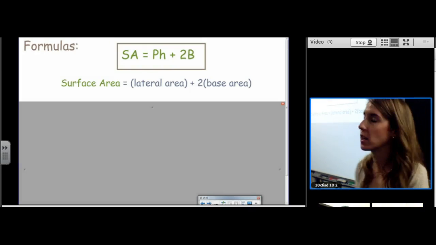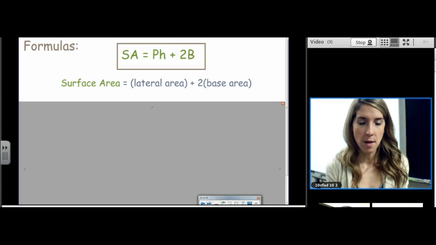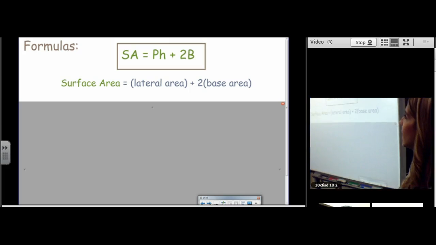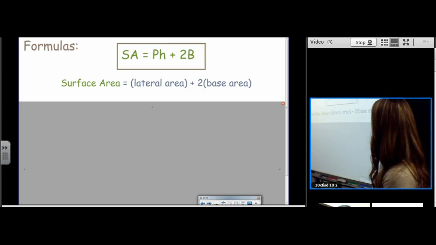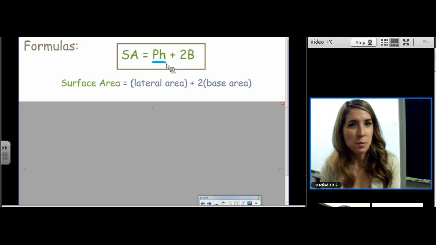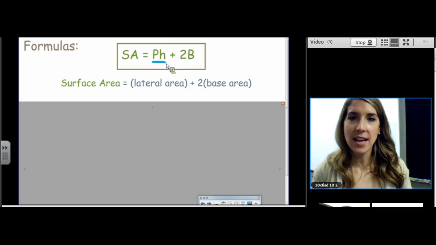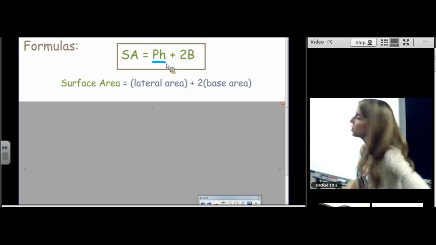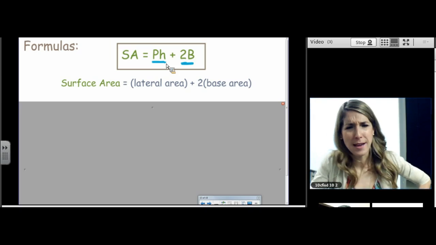Next formula. We're going to learn 3 formulas today, so you can number them if you want. Next formula. SA stands for surface area. The surface area is, that looks familiar. PH, we already did that. That's the lateral. So we're going to take the lateral surface area, and we're going to add 2B. Why are we adding 2B?